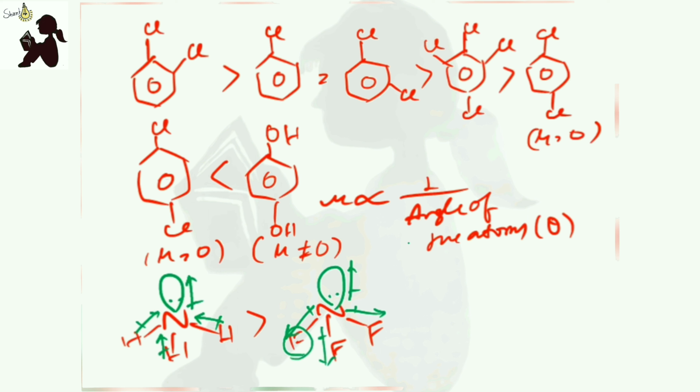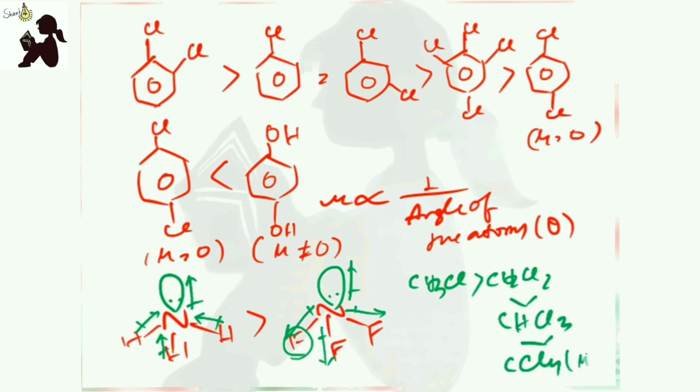Another example is, you can see that CH3Cl is greater than CH2Cl2 greater than CHCl3 greater than CCl4. The last one is as usual mu equal to 0. So you can see that with the increasing of Cl, the value is decreasing. That means the dipole moment's value is decreasing here. Okay, so these are the special examples.